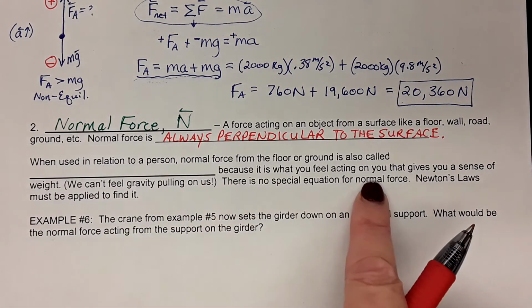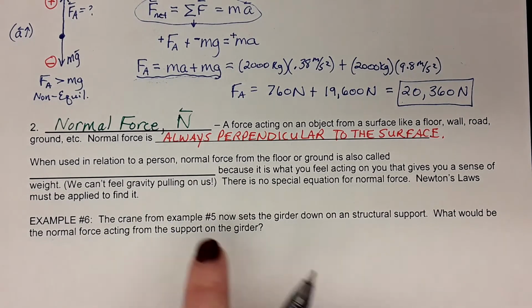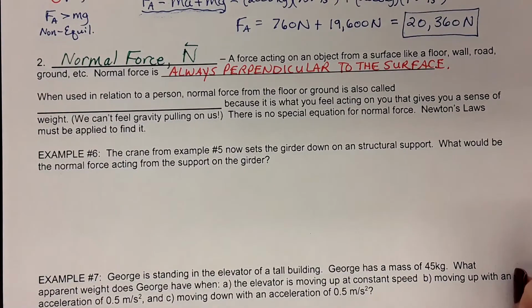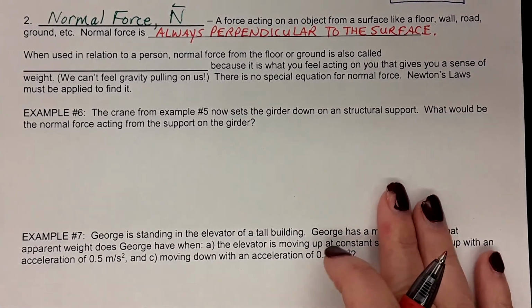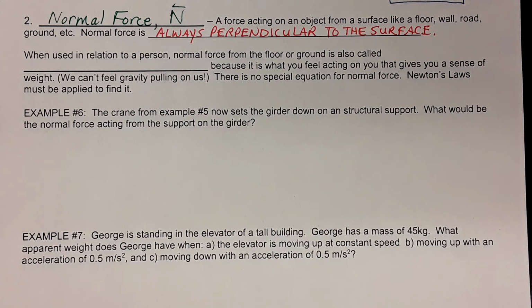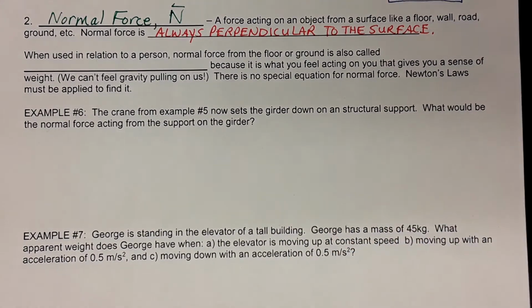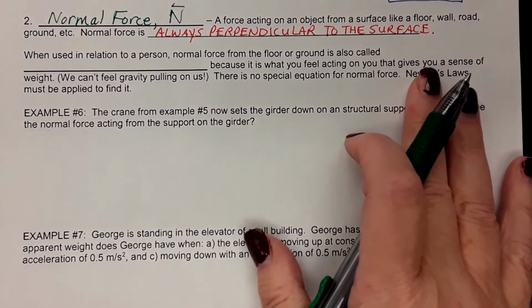Now, we're going to skip this a little bit for right now because I want to talk about that and the example that goes with it in one lesson. It's a little different. So let's just get used to what normal force is first, okay? Let's look at example 6. In fact, we're going to be looking at the crane from example 5 and the girder that it sits down on a structural support. Now we want to know what's the normal force acting from the support on the girder, okay? So let's take a look.